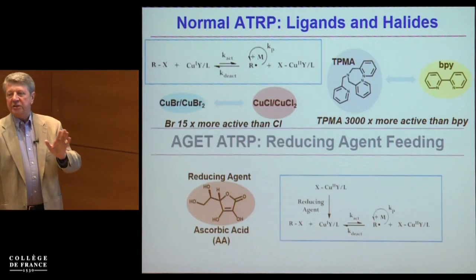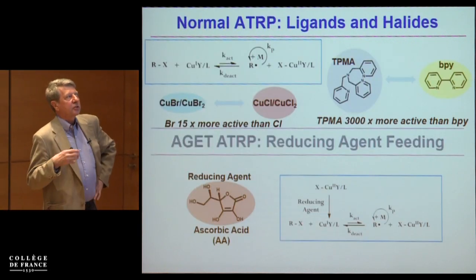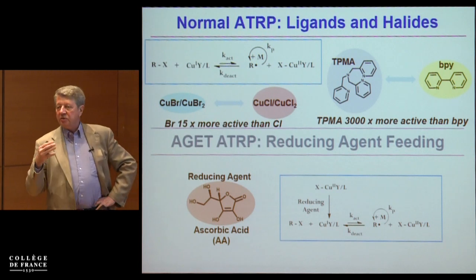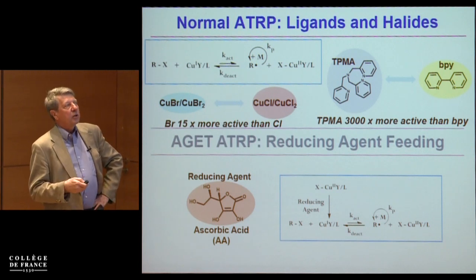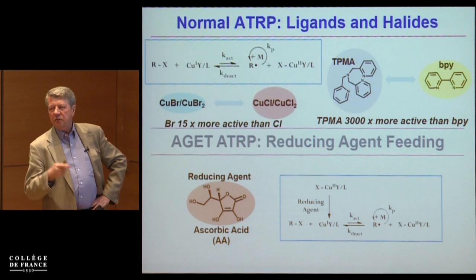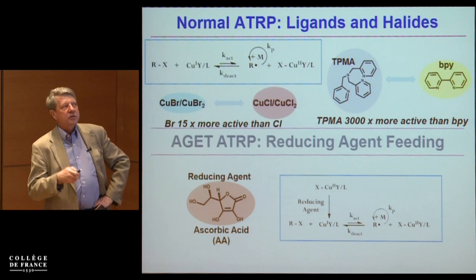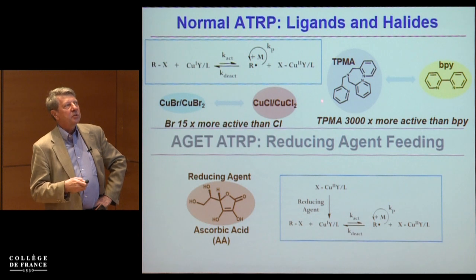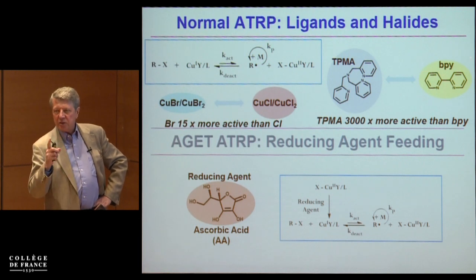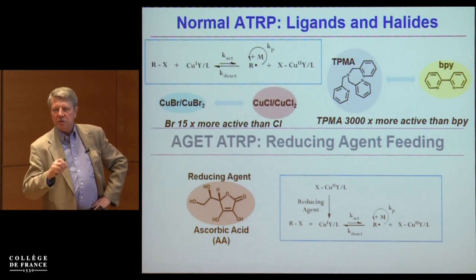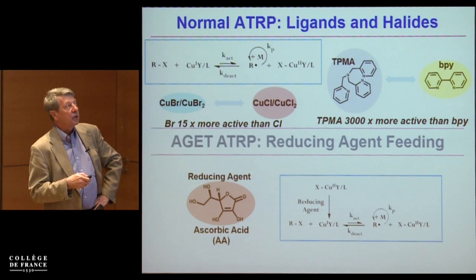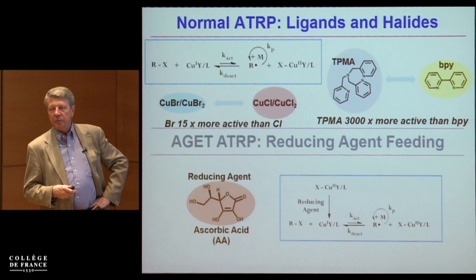So there will be two systems. One system will be based on the normal so-called ATRP, and we are using, in this case, bipyridine, this originally used system. And the other one would be at a much lower concentration of copper using tris(pyridylmethyl)amine. This one is 3,000 times more active than this one. An additional trick, as I mentioned to you before, is that halogens make a difference. Bromine is approximately 15 times more active than chlorine.